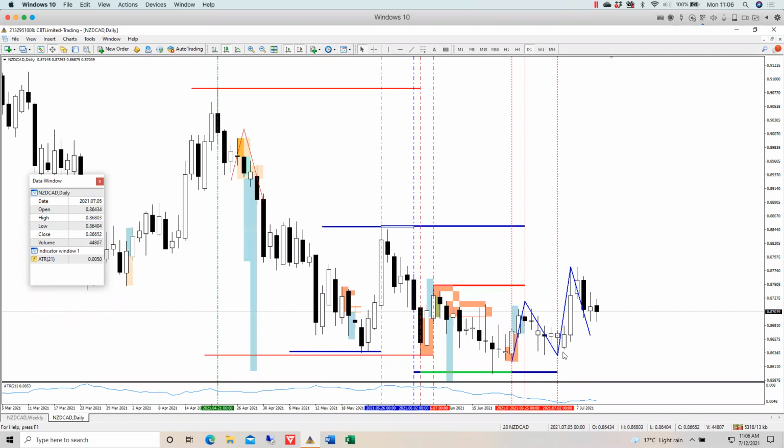However, we did get a breakout. I think that made a higher high. No, not quite. That's an inside bar. We did get that breakout. It did close outside, but it's pulled back inside of the channel again as well. Just like so many of these.